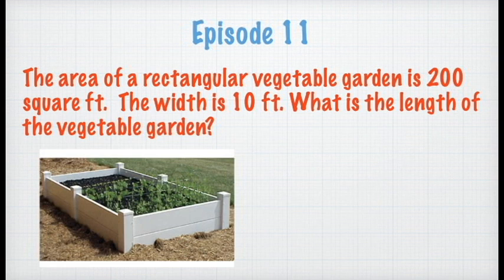The area of a rectangular vegetable garden is 200 square feet. The width is 10 feet. What is the length of the vegetable garden? Okay. This looks like it might be an area problem. Hopefully you remember how to solve those. Go ahead and hit the pause button. Solve your problem. When you finish, hit play, and we'll see how you did.